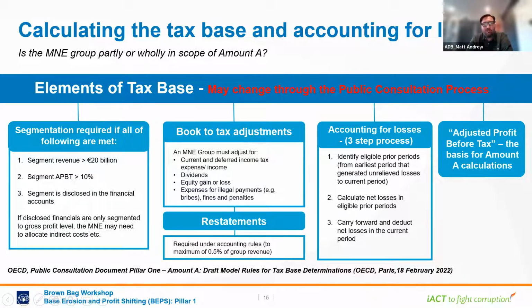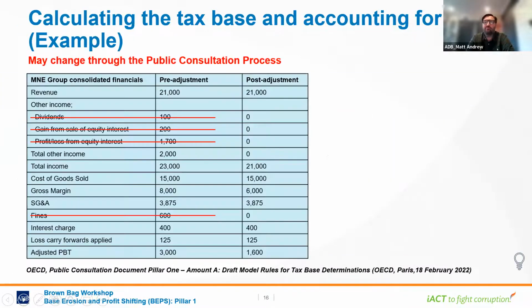So for pre-regime losses, the carry forward range indicated in the public consultation document is 2 to 8 years prior to the implementation. And for the post-regime losses, the Amount A regime loss carry forward is 5 to 15 years. So obviously the Inclusive Framework will be working hard to reduce those ranges down to specific numbers for pre-regime and post-regime carry forward losses. We move to the next slide, please.